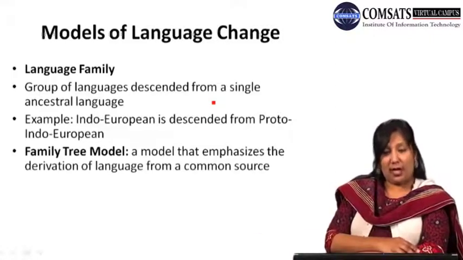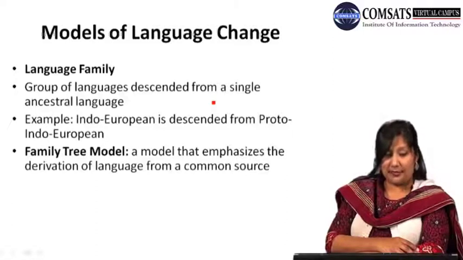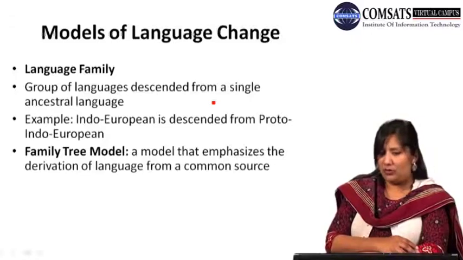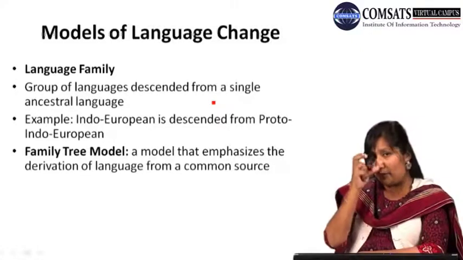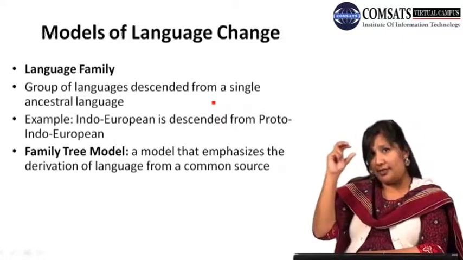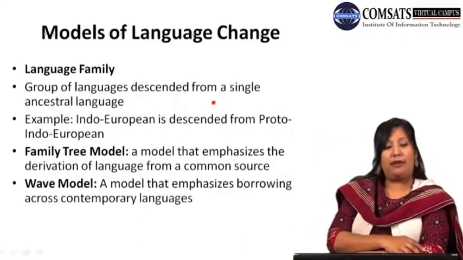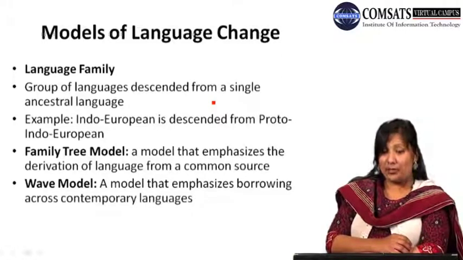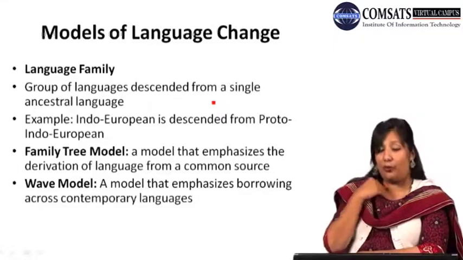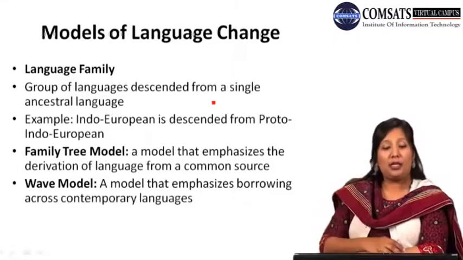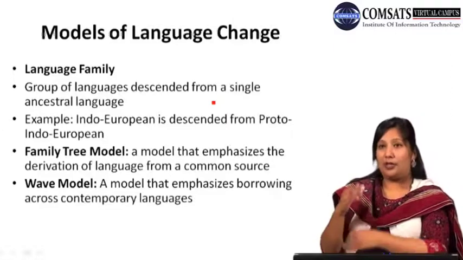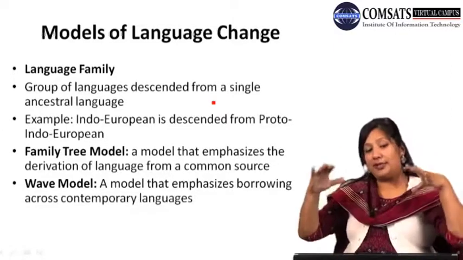Family tree model: a model that emphasizes the derivation of language from a common source. It looks at the derivation of languages arising from one common source. Wave model: a model that emphasizes borrowing across contemporary languages, that is, languages that are present at one time.